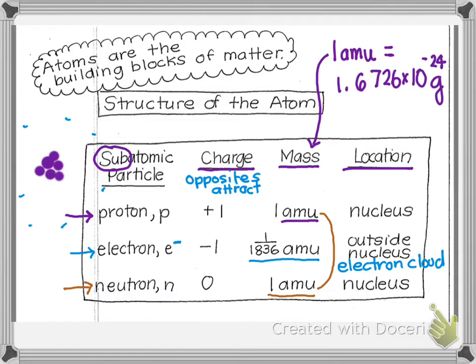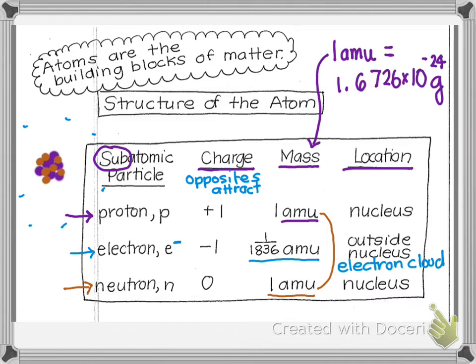So if I was going to add neutrons, they would be here in this tight cluster in the middle. So you have a nucleus that's a tight cluster in the middle, composed of protons, which are a positive charge, and neutrons, which are neutral. And then surrounding them are the electrons outside of the nucleus. There's space there. They're moving around outside of the nucleus, in what we call an electron cloud.